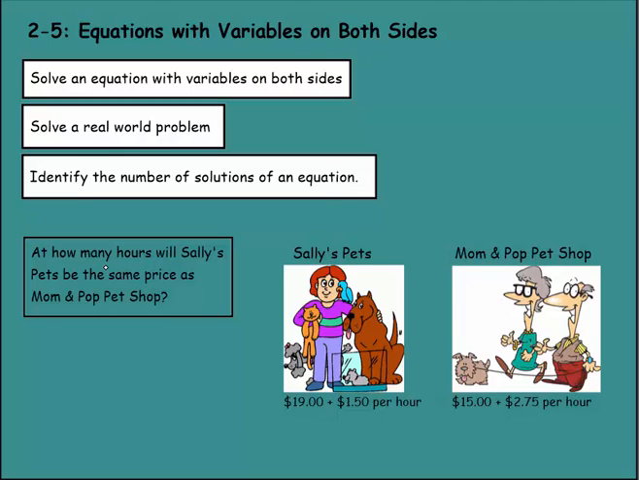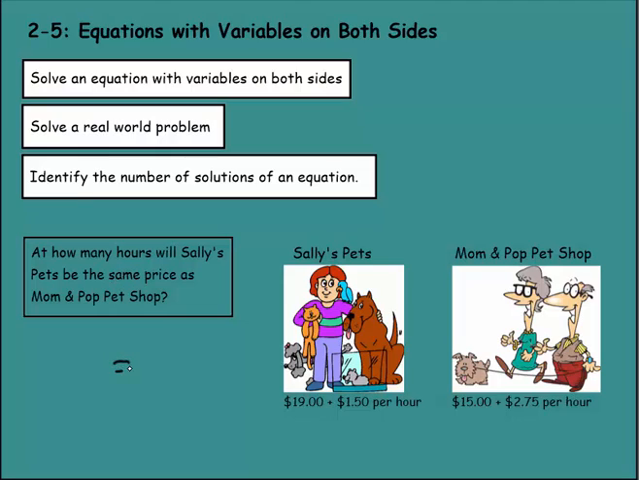Here we have two different pet shops. We have Sally's Pets, which will take care of your pet for $19 plus $1.50 for every hour. Then we have the Mom and Pop Pet Shop, which only charges you $15, but then $2.75 per hour. The question is, at how many hours will Sally's Pets be the same price as the Mom and Pop Pet Shop? So to solve something like this, we can make an equation because we want them to be the same.